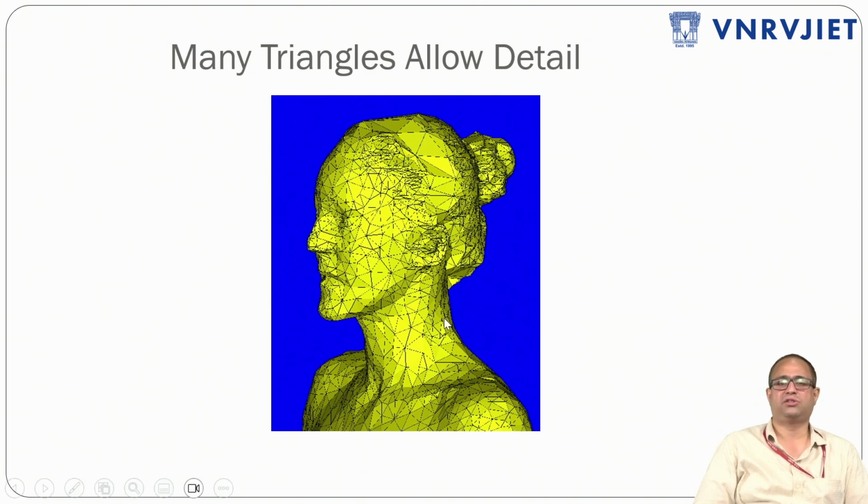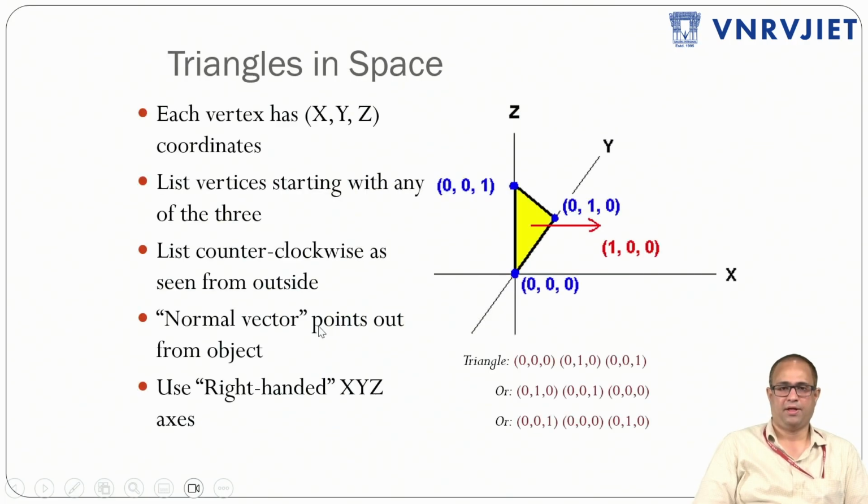So each triangle is going to give the details of the surface geometry. That is the reason why this triangle is going to be used to describe the entire surface geometry.